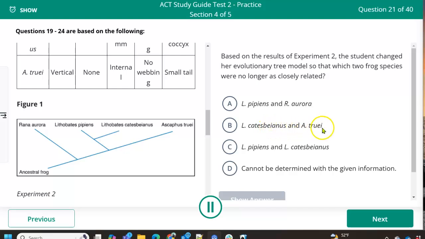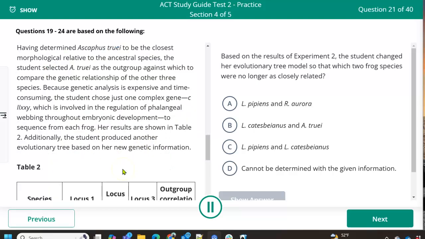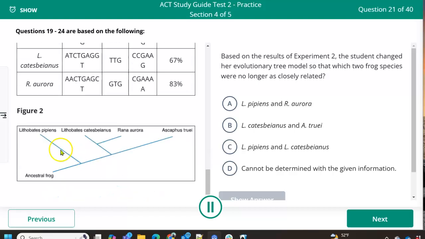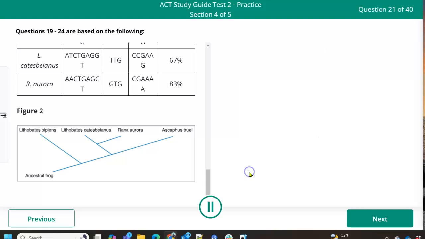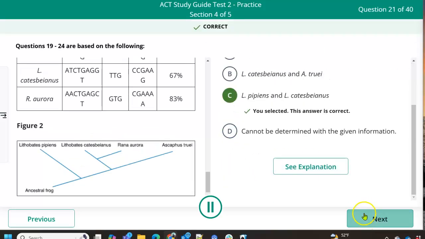Caddisbia something and a true eye, again, those are not really connected either. Pipiens and another one, now those are related here. So let's look at the next one. And okay, so the next one, they're separated. So they are not as closely related in 2 as they were in 1. Okay.